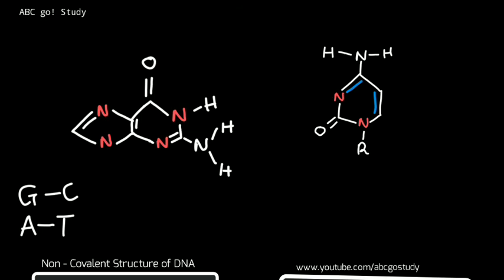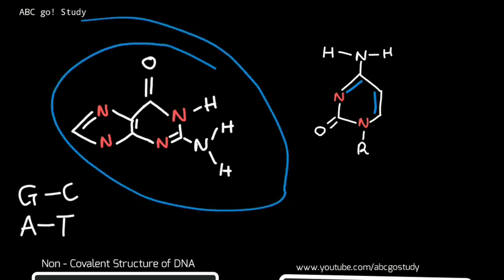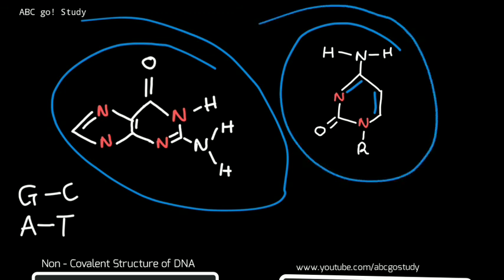Now, this is just what you can see on the screen right now. You can actually see the structure of what? The first structure you can see here is the structure of guanine, while the second structure is the structure of cytosine. So this diagram will help us understand base pairing in these two structures, and we'll be able to know the number of hydrogen bonds between them.